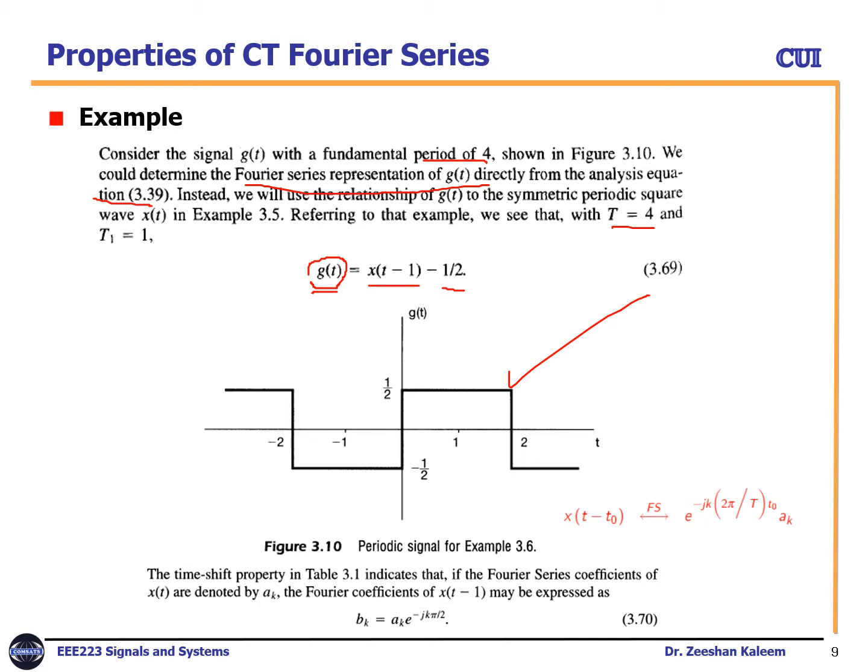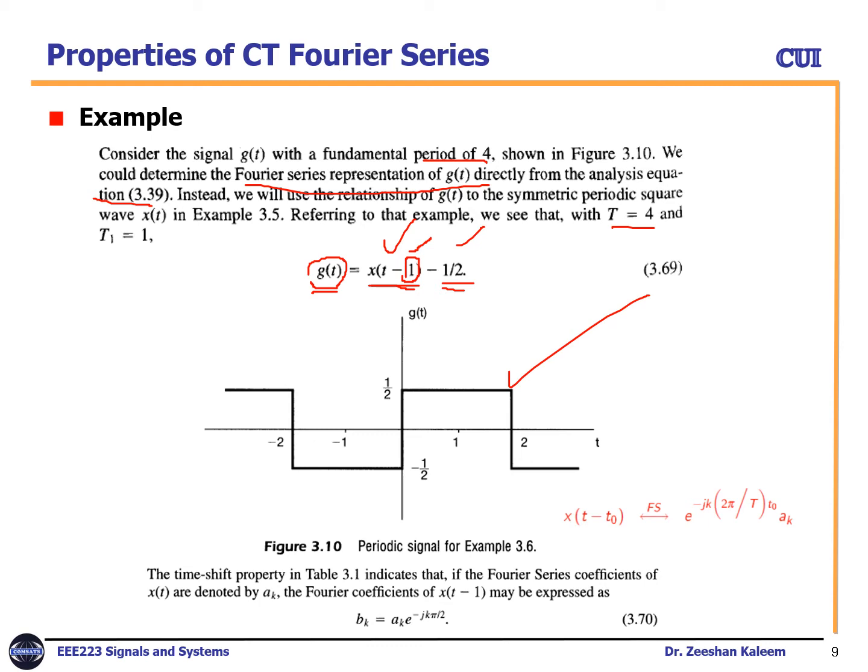However, in this example, we will focus on the properties. So how can we find the Fourier series by using different properties? First, you know that x(t minus 1) has a time shift of 1. So we can divide this into two parts, x(t minus 1) and minus 1/2, to apply the property.